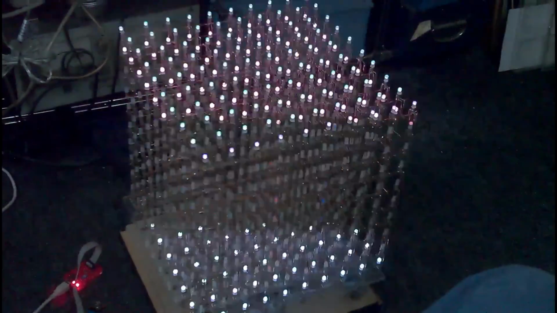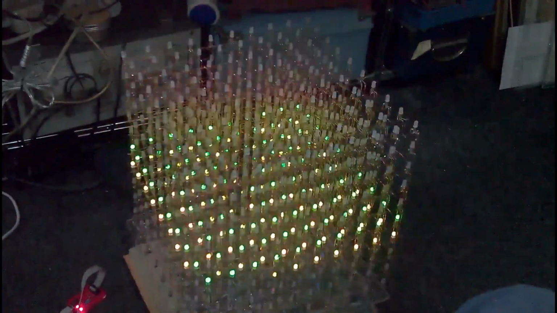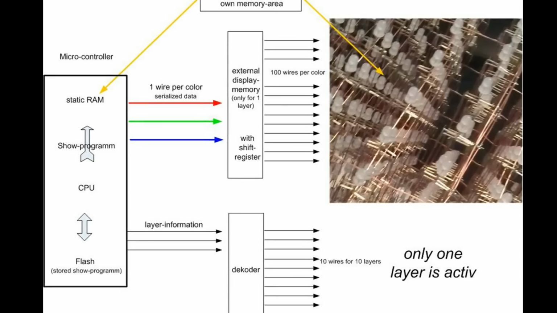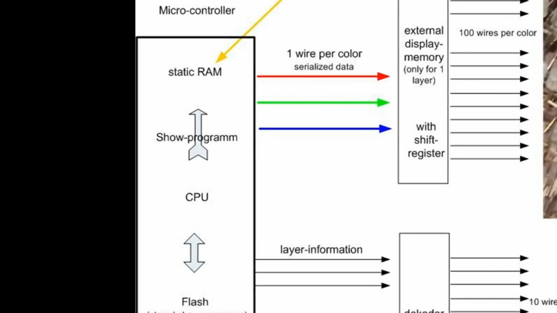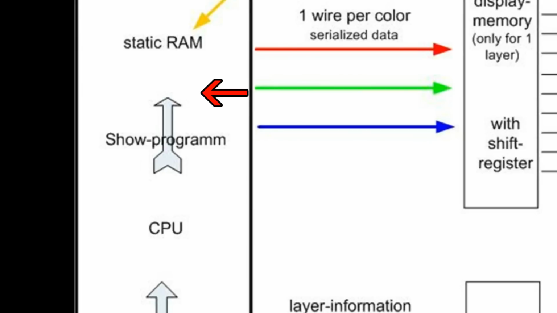The program which refreshes the image is initiated by an interrupt. This program takes the most time. Between these interrupts, there is a small time slot in which the controller computes the light shows and sets the bits into static RAM.